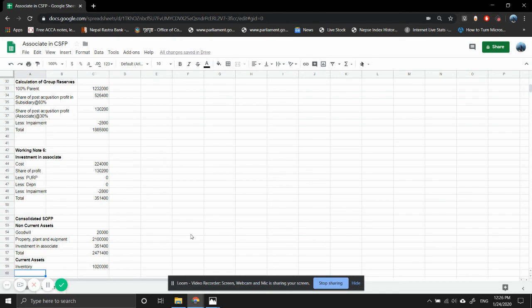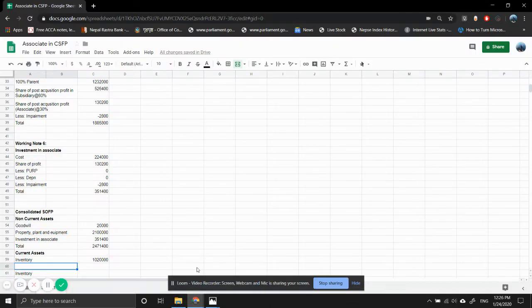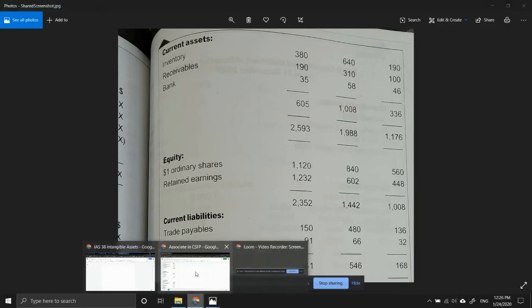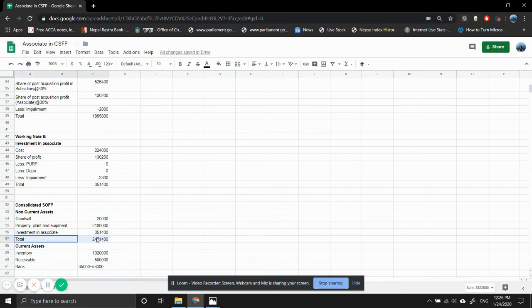Okay, so what else do we have? So what we have is receivable 190, 310. 190,000 plus 310,000. And then in case of, what did we have? Bank 35 and 58. 35,000 plus 58,000, right? So what's our total?